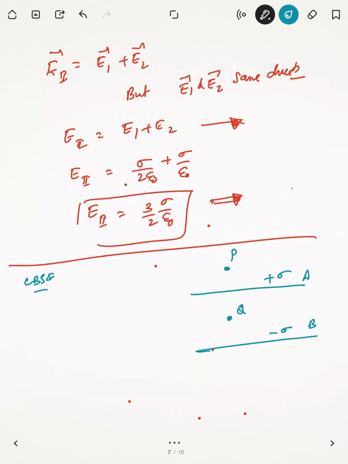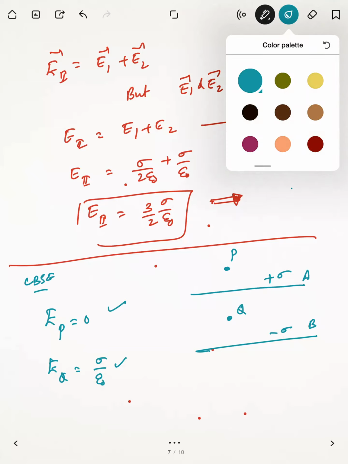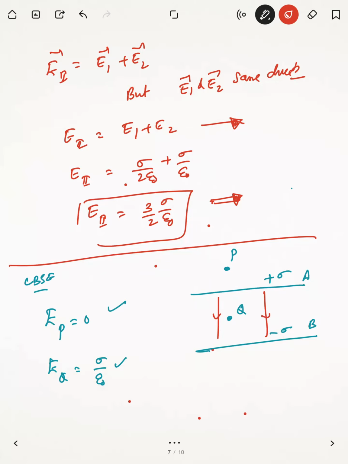So this is the arrangement. Just now we have seen that with plus sigma and minus sigma, the electric field on the extreme left and right is 0. So the electric field at P is equal to 0. You can give the explanation. And the electric field at Q is equal to sigma by epsilon 0. From the positive plate to the negative plate the electric field exists here. So at Q, the electric field is directed downward toward plate B.